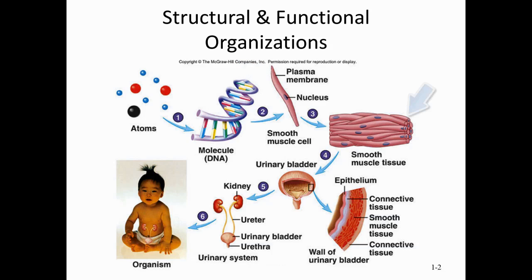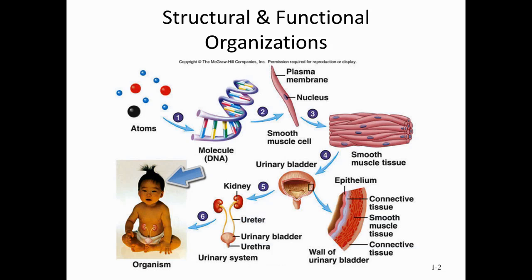Next is going to be a tissue. A tissue is going to be made up of a group of cells. If we take a group of cells that work together to perform a certain function, that's going to give us a tissue. So a tissue is a group of cells that work together to perform a certain function. Organs now are made up of a group of tissues that work together to perform a certain function. And a group of organs is called an organ system. And a group of organ systems is going to give us an organism.